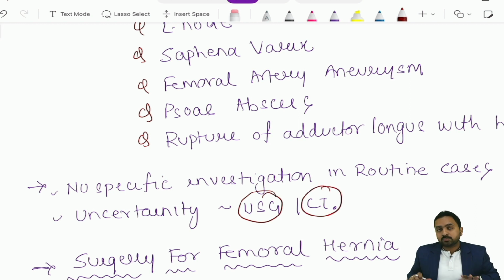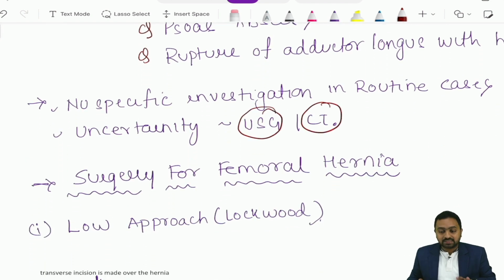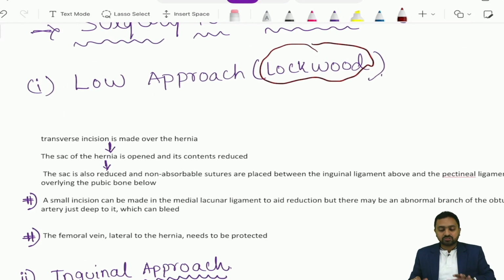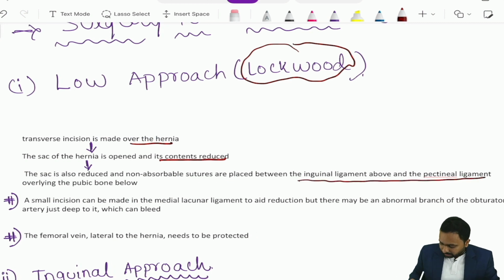Now, the most important topic from where femoral hernia questions are framed is regarding surgery. They have asked you regarding surgery names and which surgery is used in an elective or an emergency setting. So first we discuss the low approach, which is known as the Lockwood approach. What happens over here is a transverse incision is made over the hernia. The sac of the hernia is opened and its contents are reduced. Now the sac is also reduced and non-absorbable sutures are placed between the inguinal ligament above and the pectineal ligament overlying the pubic bone below.